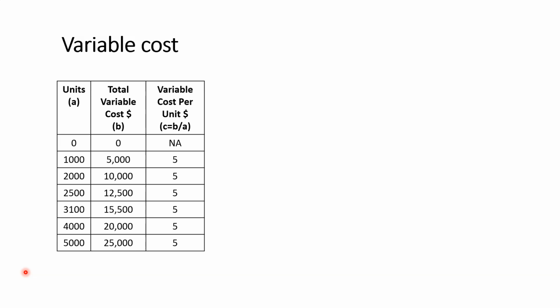Variable cost is a cost which increases or decreases with the level of production. So if your level of production is increasing, or if your level of production is decreasing, then your total variable cost will increase or decrease accordingly. The important point to note here is your variable cost per unit will remain constant irrespective of your level of production. So if you're increasing or decreasing your level of production, your variable cost per unit will remain constant. Let us try to understand variable cost with an example.